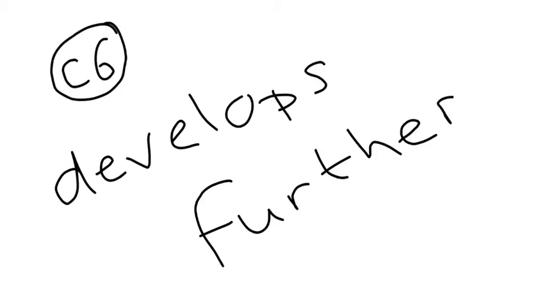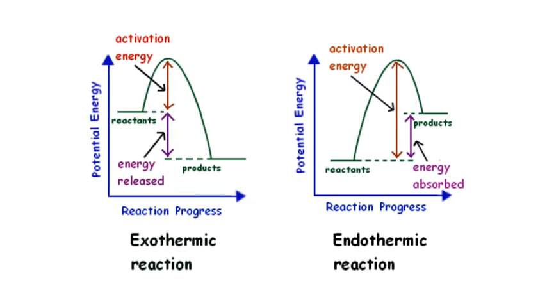If you're doing triple science and you have studied Unit C6, endothermic and exothermic reactions develop further. Energy level diagrams give us the ability to look at exothermic and endothermic reactions in a graphical way. It also brings in the idea of activation energy, the amount of energy that is required to start a reaction. It's the amount of energy that's actually required to break the bonds of the reactants to allow the reaction to occur.